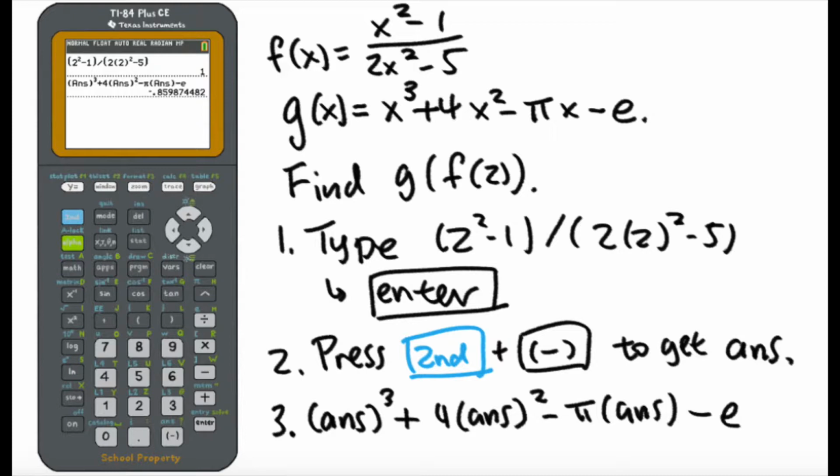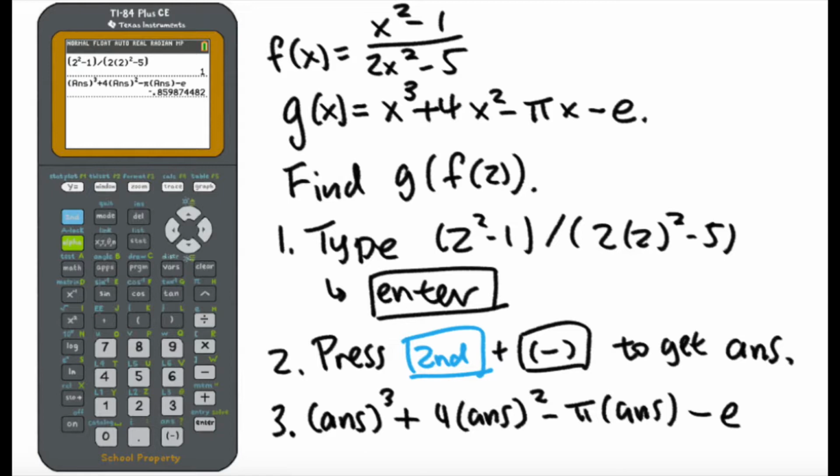So what you can do after you get f of 2 is do second and then press the negative button. That will bring up ans. That means answer. So that means the immediate answer that you just did. So you can start typing that in, second negative, and you get ans to the third power plus 4 times ans to the second power minus pi times ans minus e, press enter, then you get this crazy number. And again, after you get over the fact that there's a crazy number, you can record it down for whatever purpose you have for it.